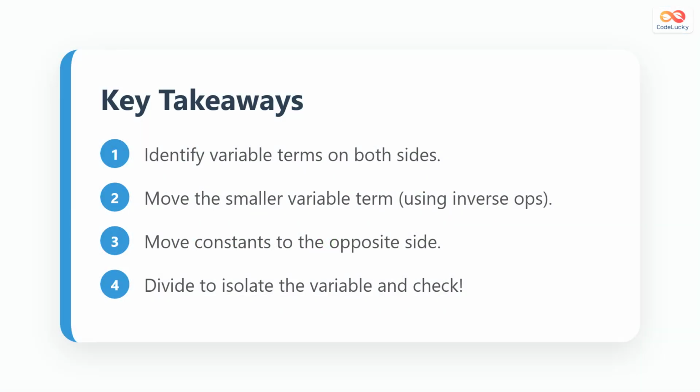To summarize, first, identify the variable terms on both sides. Second, move the smaller variable term using inverse operations to keep things positive. Third, move the constants to the other side. Finally, divide to solve for x and always check your solution to ensure accuracy.